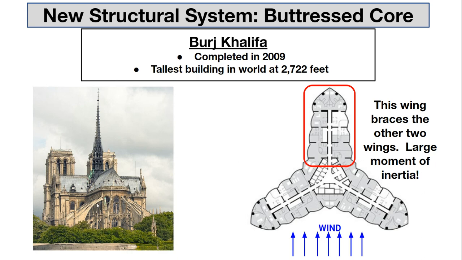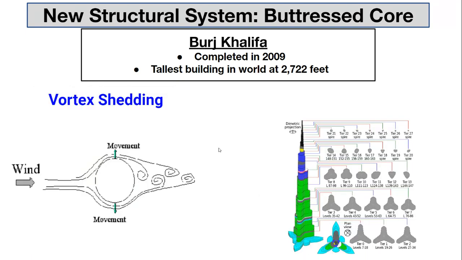Okay, so once again, these are buttresses from the Notre Dame, which provide lateral bracing. If the wind's going this way, this has a massive moment of inertia, which braces on this side. If the wind's going this way, this has a massive moment of inertia, which braces the building against that wind. And then even more so, vortex shedding.